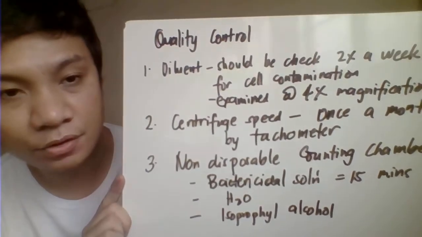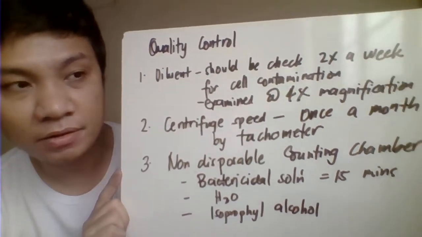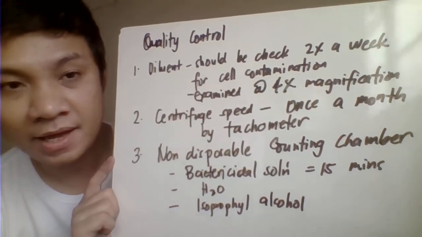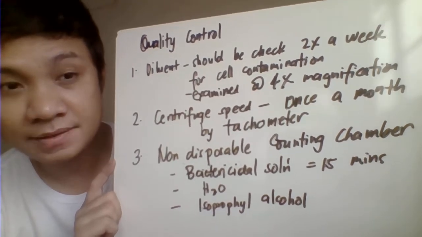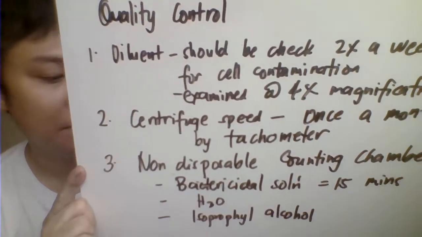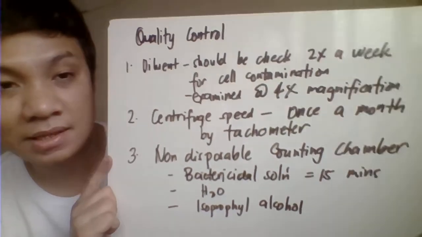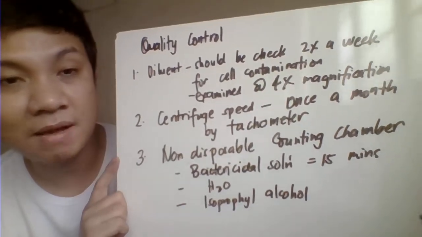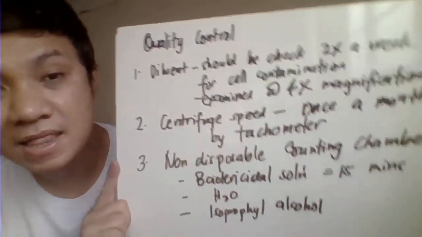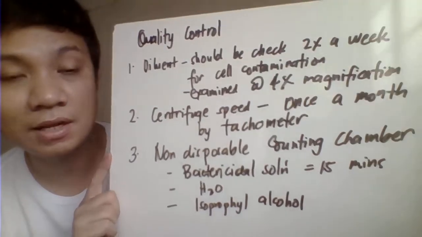Okay, then we have the quality control. We have your diluent, which should be checked twice a week for possible contamination of cells. Because sometimes when we perform a cell count, when we dilute and aspirate our fluid, the fluid may go down into our diluent and might contaminate your diluent already. So even if you have not used it yet, if it is contaminated, there are cells in it, so they become added to your cell count. Therefore, you need to check that.